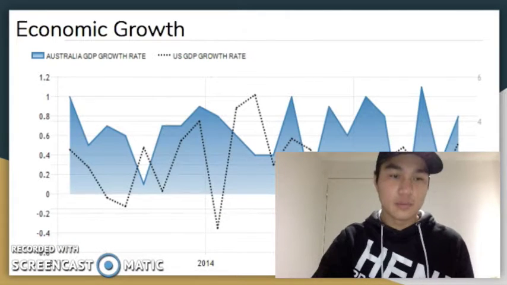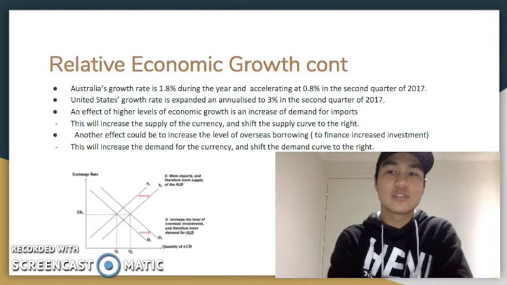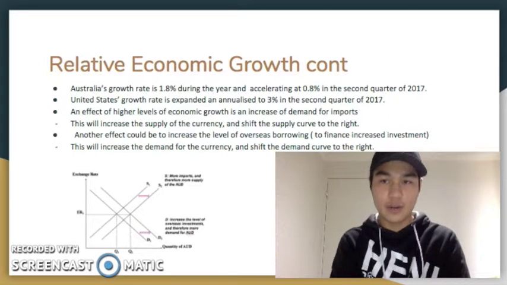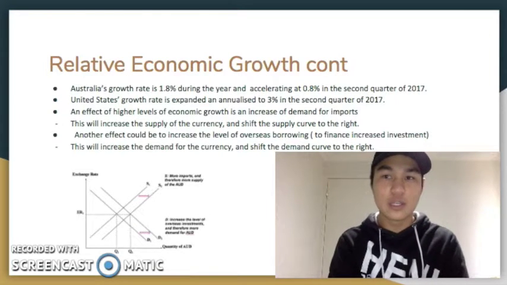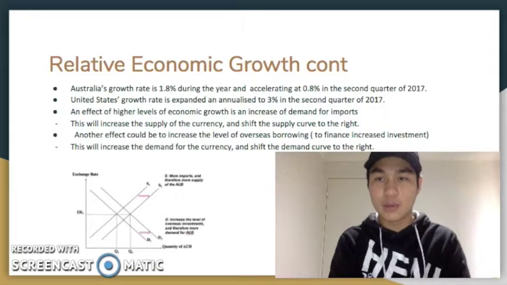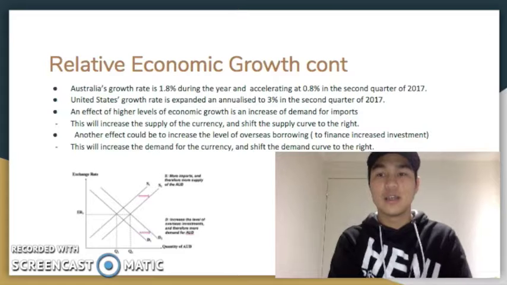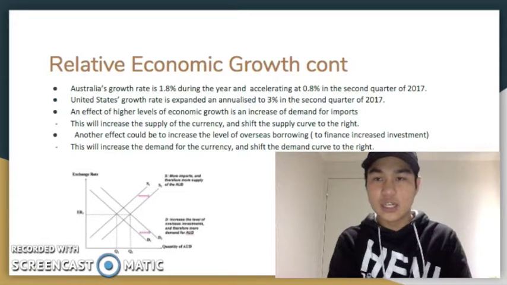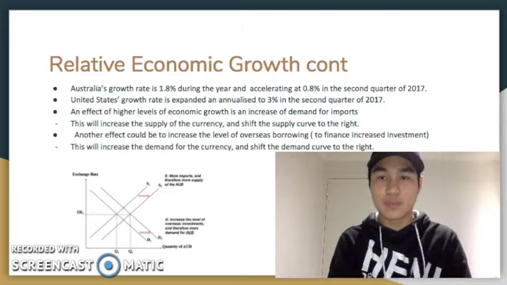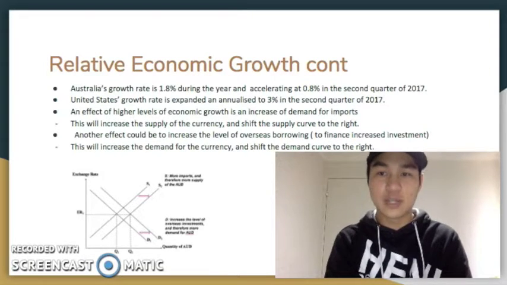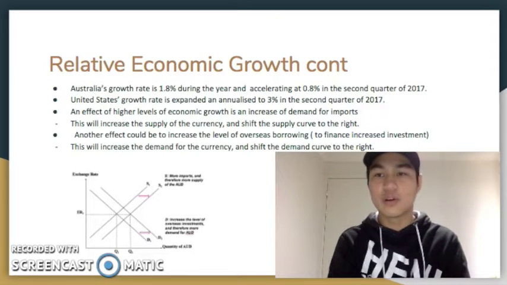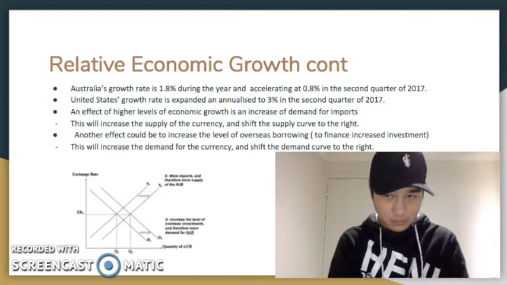Here we have economic growth. Australia's growth rate is currently 1.8 during the year and currently accelerating at 0.8% in the second quarter of 2017, according to business reporters including Michael Janda and Stephen Letts from ABC News. The United States growth rate is expanding from 1.2 in the first quarter to an annualized 3% in the second quarter of 2017, according to the Bureau of Economic Analysis.